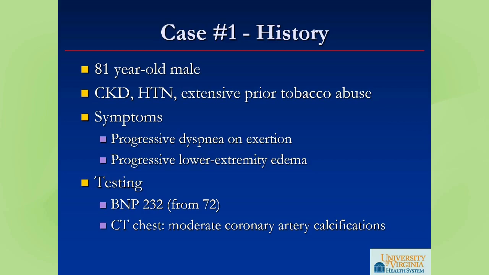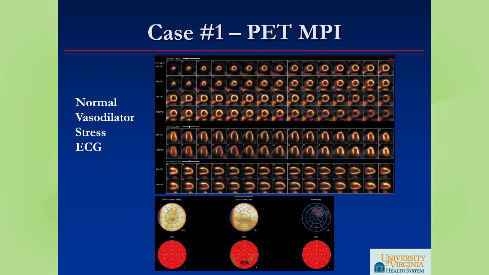And his chest CT from recently, prior to the onset of these symptoms, showed moderate coronary artery calcifications. So he was referred for a PET MPI study, and this is what was seen. So he had vasodilator stress ECG that showed no abnormalities, and then here are the relative perfusion images.